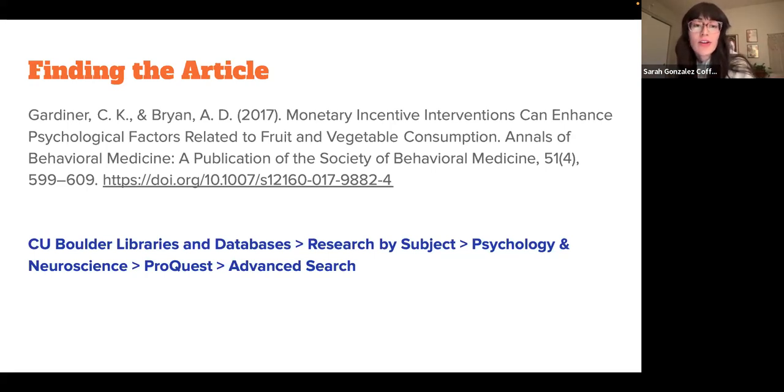And then the second author here, their last name is Bryan. First name or initials are A and D. And then again, the publication year was 2017. So this is an example of APA 7 formatting.